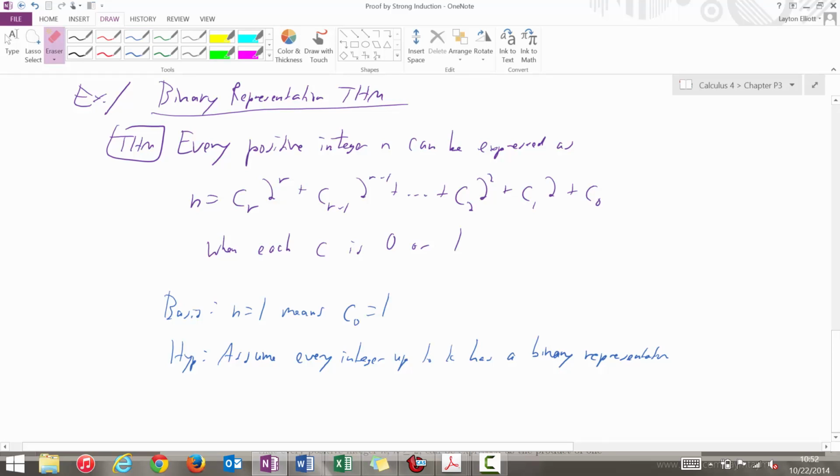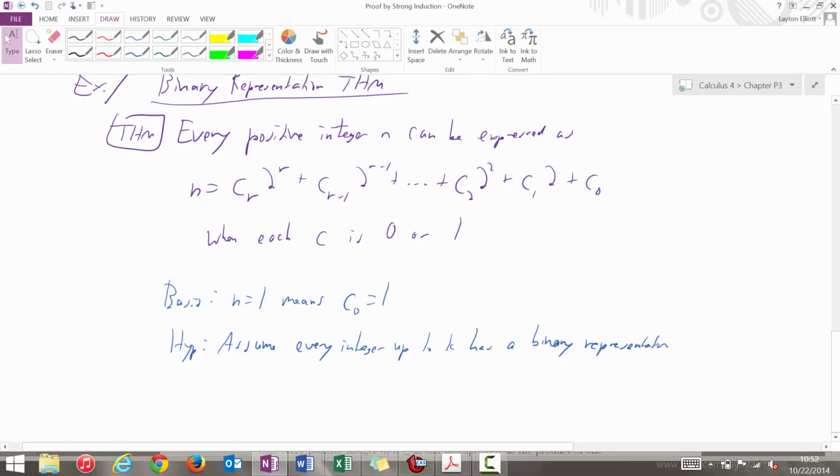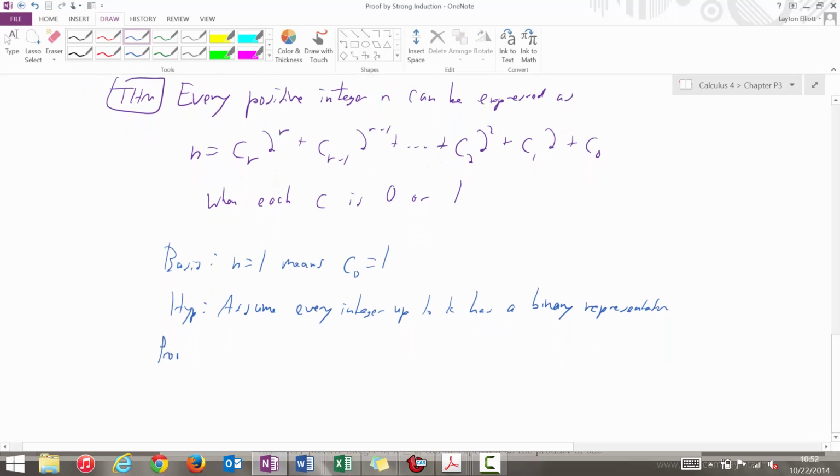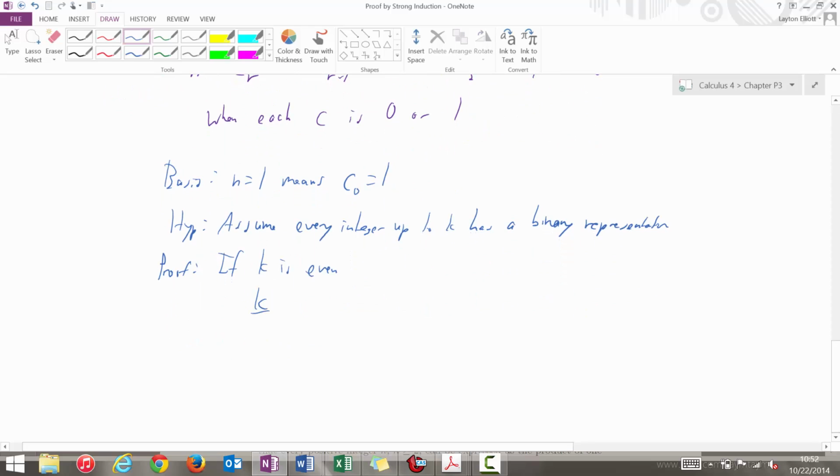Every integer up to k has a binary representation. So now we're going to prove that if that's true, then k is going to happen. So if k is even, we know that k over 2, which is an integer less than k, has a binary representation.